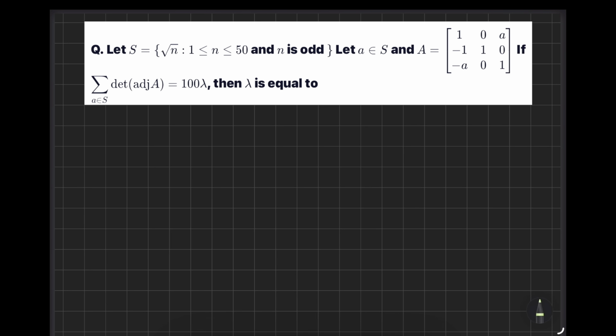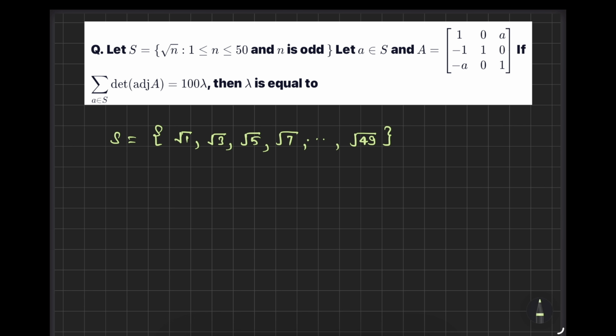So, we got a wholesome new problem which says let S be a set whose elements are root n, where n is ranging from 1 to 50, and here n is an odd number. So, first we have to create set S. So, who is set S? Just observe. The first odd number is 1, so root 1. Then root 3, then root 5, then root 7, and things will keep on going till we get root 49.